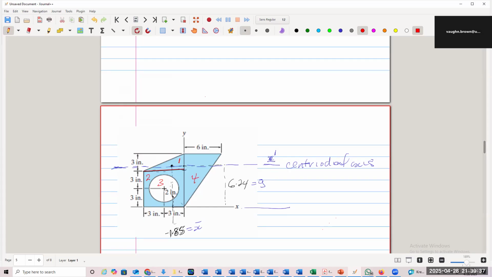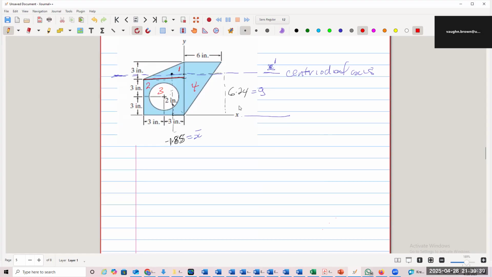Now we're going to simply find the inertia of each one of them. Remember that the inertia of 3, which is void, the circle, is going to be minus. So the first one, the inertia of the small triangle, we're going to call inertia 1. This is the small triangle. So let's find that. What's the inertia of a triangle? What's the formula?